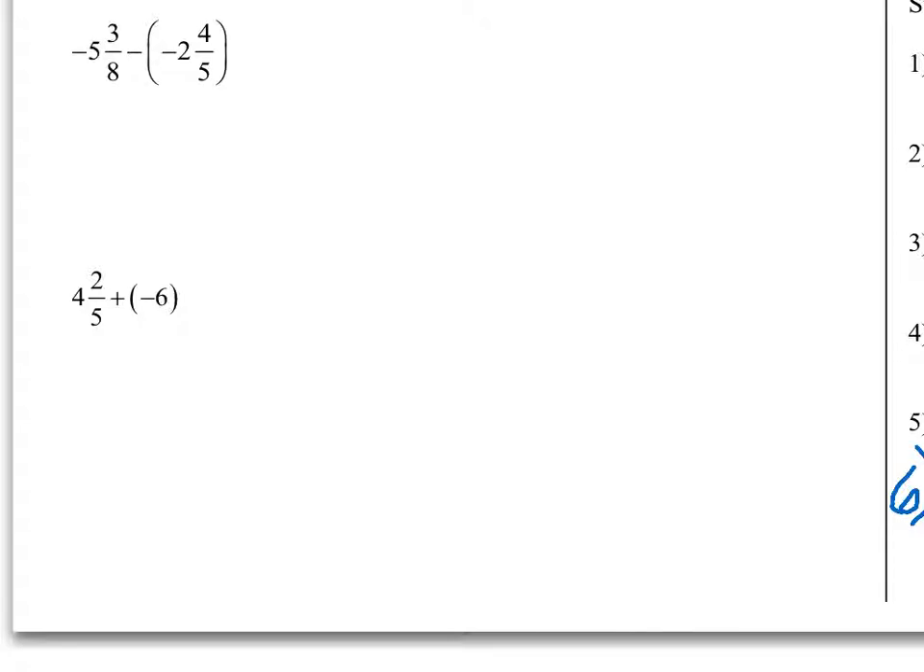All right, so looking at this next problem, we have a mixed number subtraction. What is the first thing that we need to do for this mixed number subtraction?